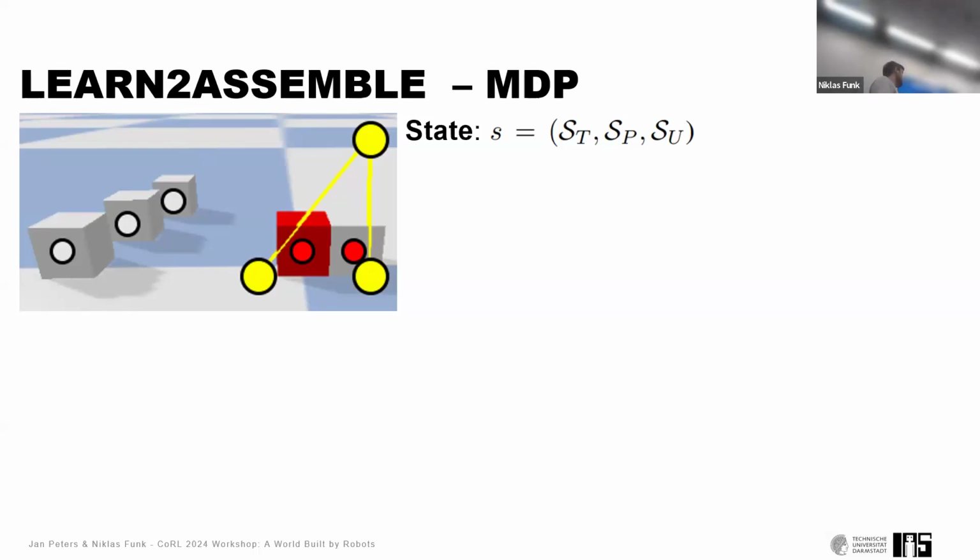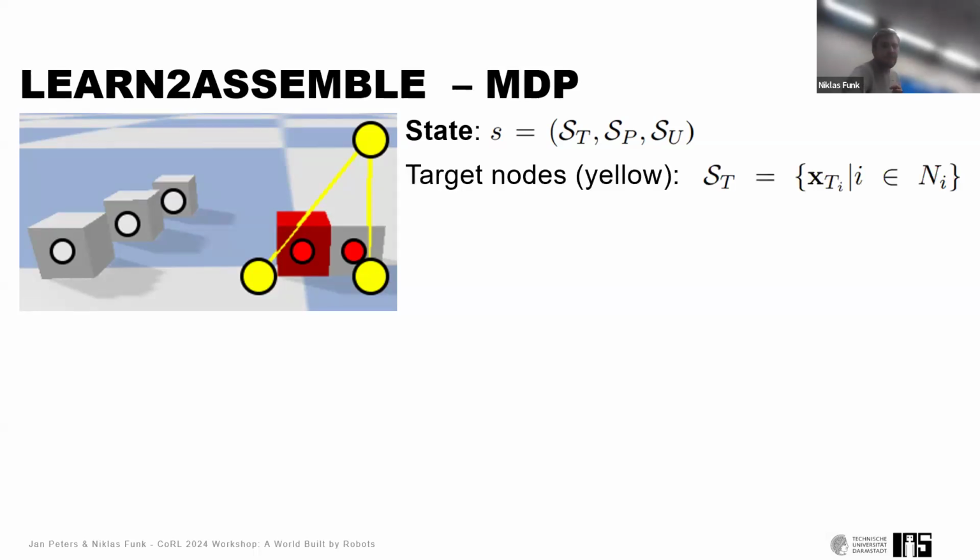In this case, we have a state S that contains three sets. The first part is the set of target nodes that are here visualized in yellow. And basically these nodes span the surface that you want to fill or that you want to construct.